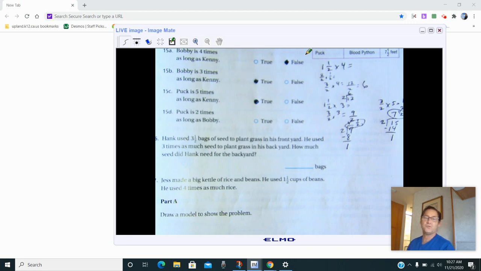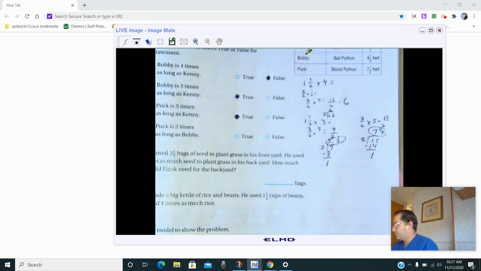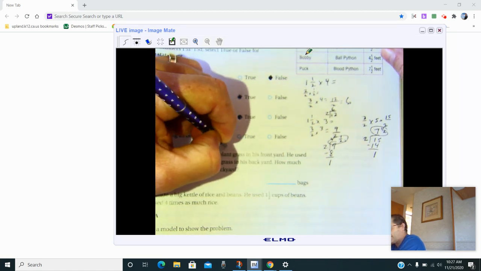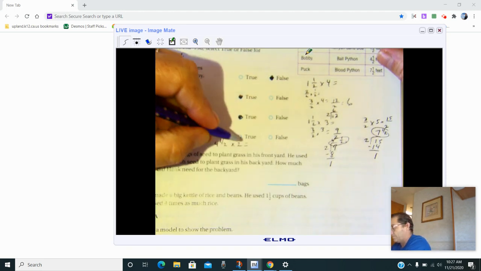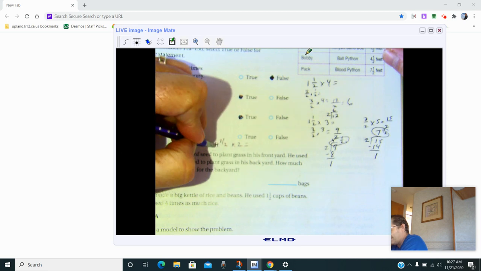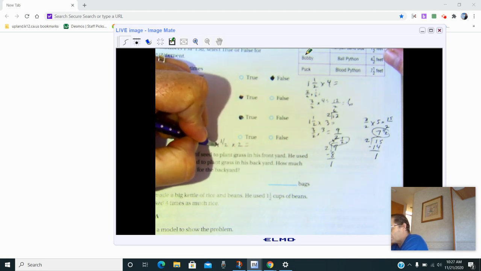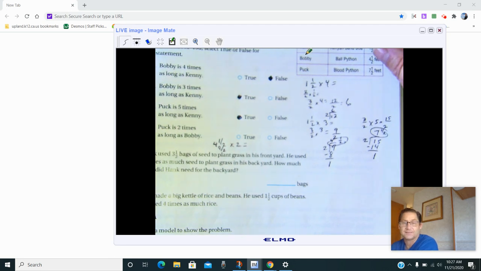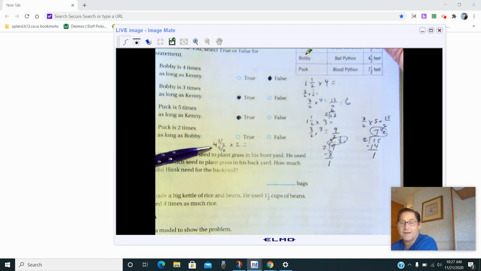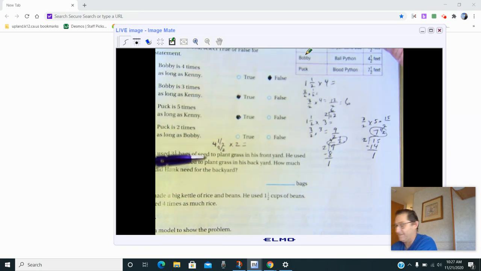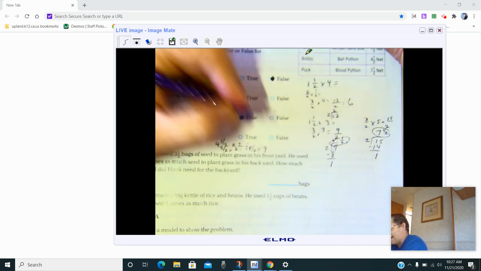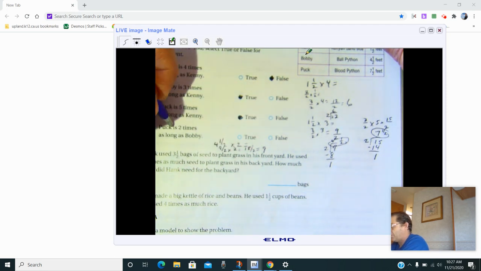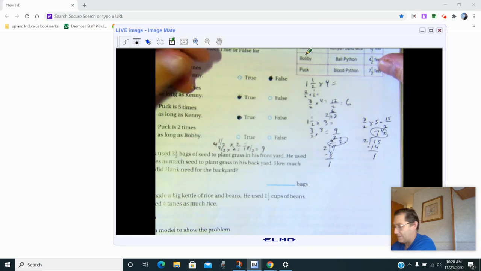Now, finally, Puck is 2 times as long as Bobby. Bobby's 4.5 feet long, and they want to do 2 times. Well, 4.5 is 9 halves, because each of the 4 wholes has 2 halves pieces. So 4 times 2 is 8 halves, plus 1 more is 9 halves. 9 halves times 2 is 18 halves, which equals 9. So is Puck 9 feet long? No. So that's false.